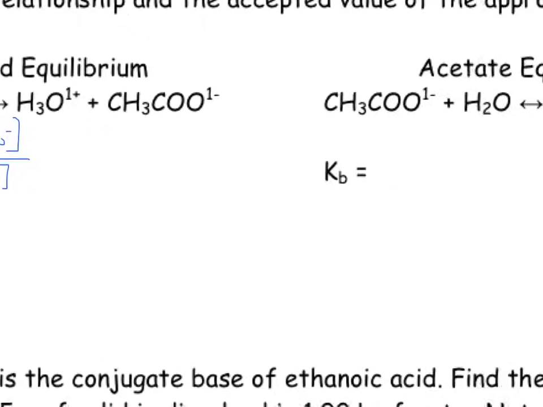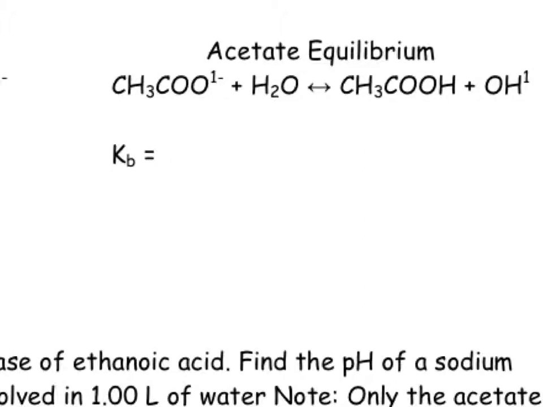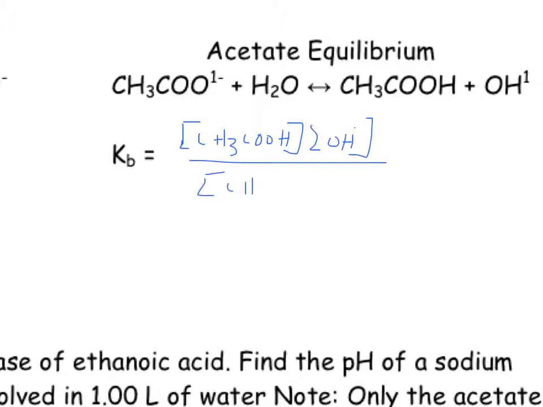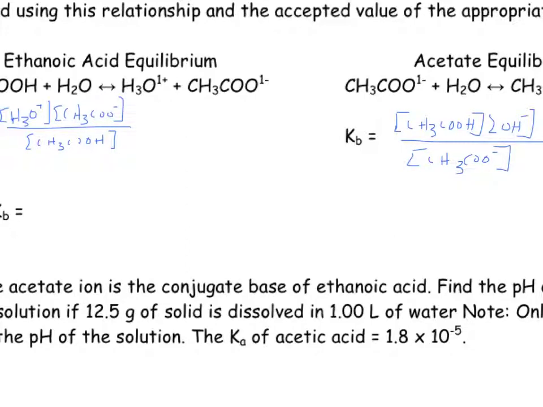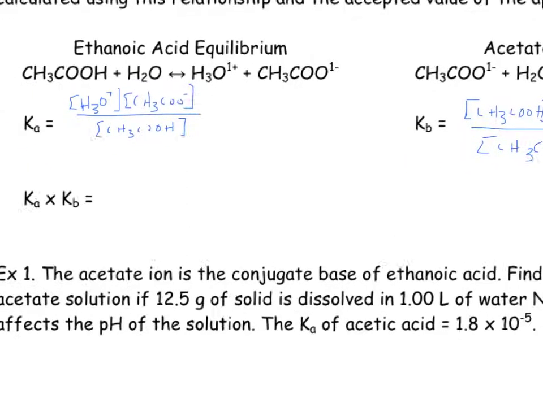If we have a look at the acetate equilibrium, the Kb will be the concentration of ethanoic acid times hydroxide divided by acetate. Now you'll notice that there are some common terms here. In order to get rid of the common terms in these two equilibrium constants, let's multiply Ka times Kb.